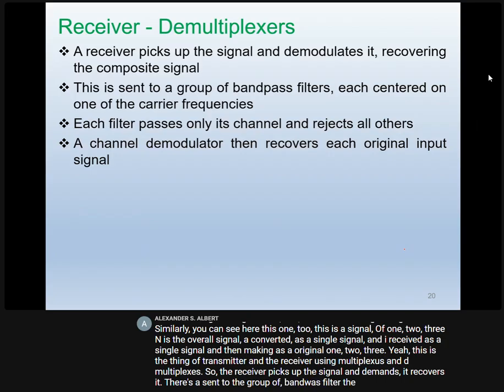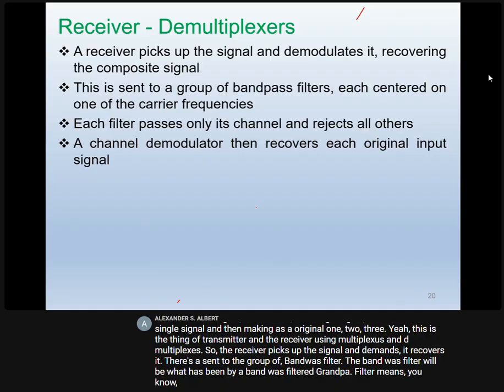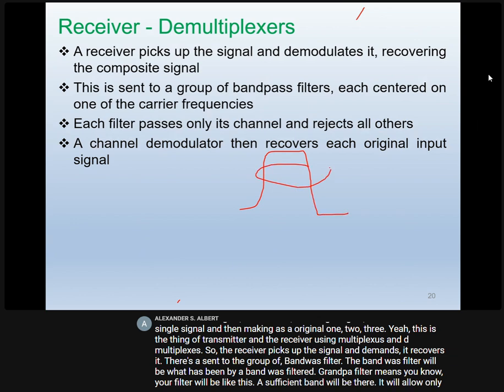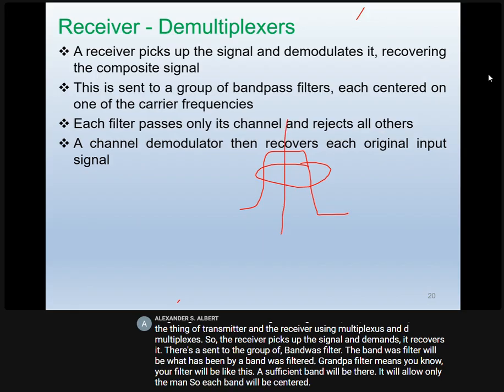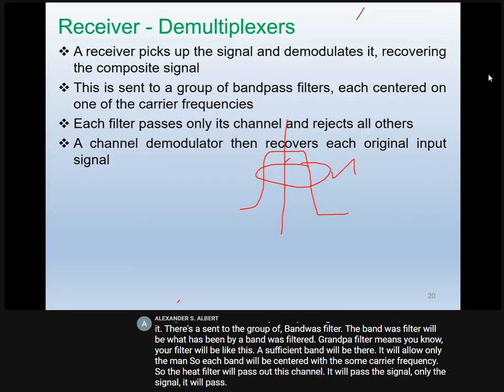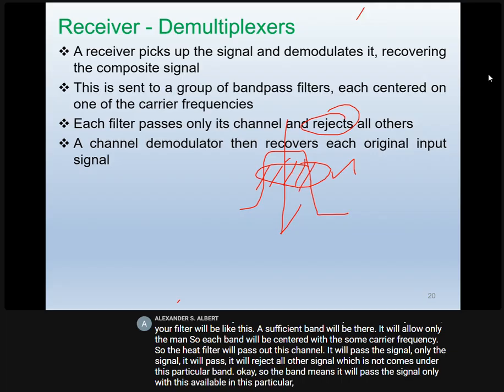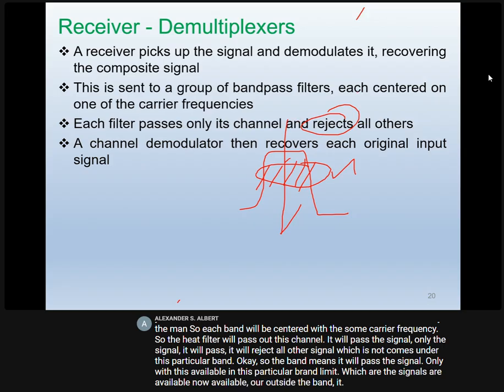band pass filters. What is meant by a band pass filter? Band pass filter means your filter will be like this. A sufficient band will be there. It will allow only the band. Each band will be centered on some carrier frequency, so each filter will pass out this channel. It will pass only the signal in the band, and it will reject all other signals which do not come under this particular band. Signals that are outside the band, it will reject.